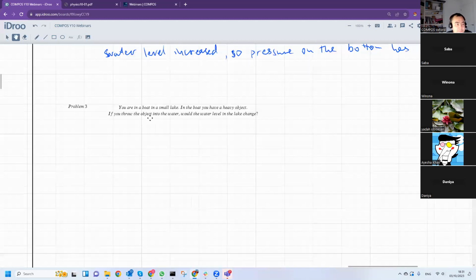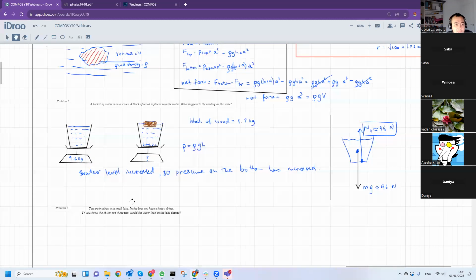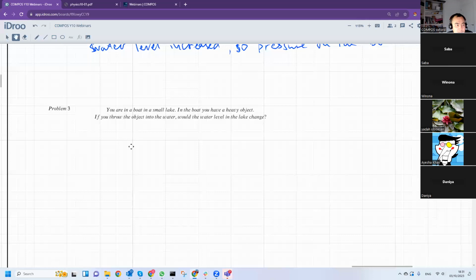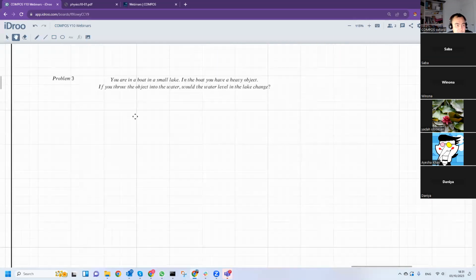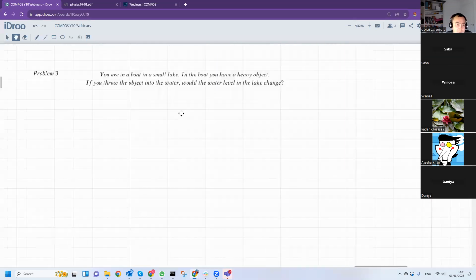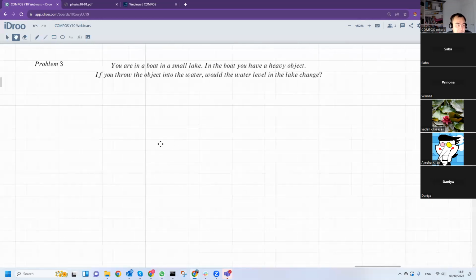Problem 3. You are in a boat in a small lake. In the boat, you have a heavy object. If you throw the object into the water, would the water level in the lake change?